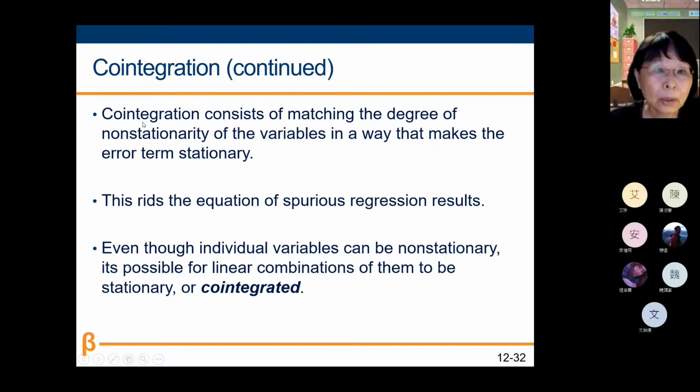Co-integration consists of matching the degrees of non-stationarity of the variables in a way that makes the error term stationary. By these procedures, we get rid of the spurious regression result. Even though individual variables can be non-stationary, it's possible for a linear combination of them to be stationary, or say co-integrated.